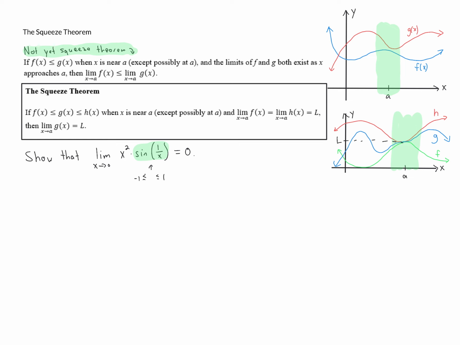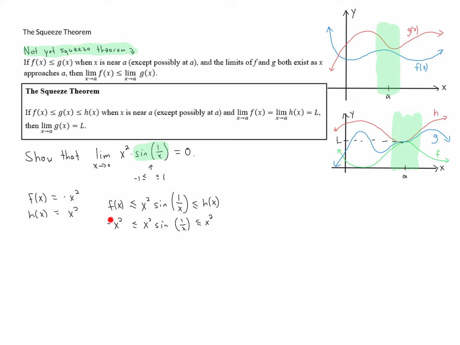So we know that if f of x is -x squared and h of x is +x squared, then this function that we're looking at, the one that we want to find the limit of, is always going to be between those two, f of x and h of x, or equivalently -x squared and +x squared. That's because this sine of 1 over x is always between +1 and -1.